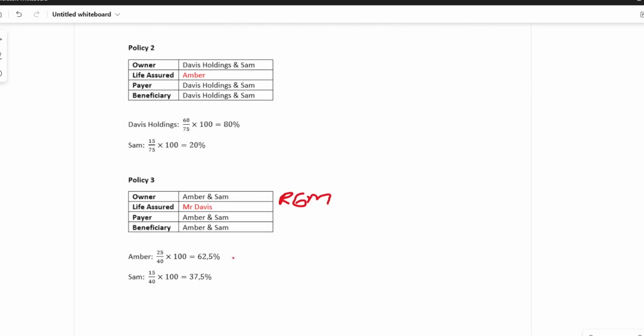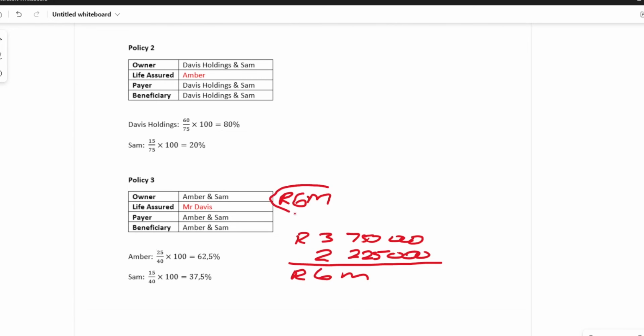Now, if you're using these current splits, that means that for Amber's life cover amount we need to take the 62.5% and apply it to the 6 million, and we get an amount of 3,750,000. So that's a percentage split. And then for Sam, it's 37.5%, and I've worked it out to be 2,225,000 rand. Now, of course, all of this in total equals the 6 million rands policy that we've taken out here.